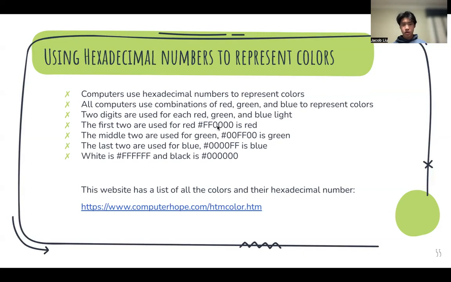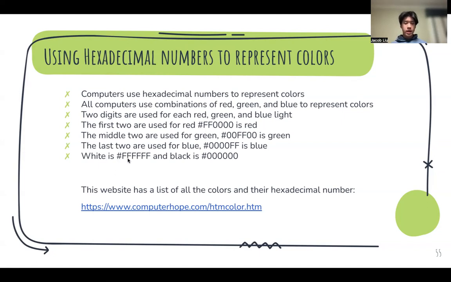So FF0000 means that there's maximum red, 0 green, and 0 blue. 00FF00 means that there's no red, FF amount of green, and no blue. And then the last 2 are used for blue. So this means that there's no red, no green, and FF amount of blue. And by the way, FF in base 10 is 255.